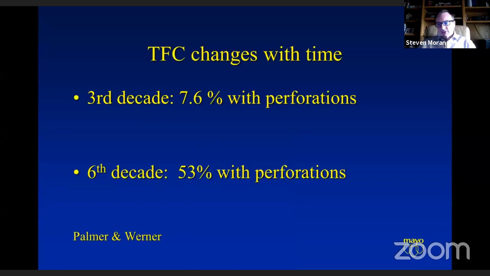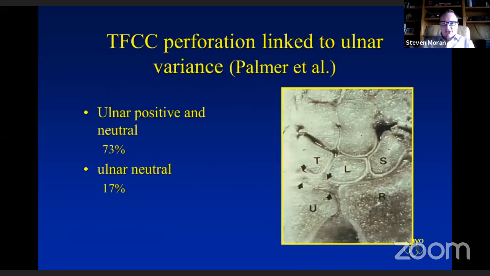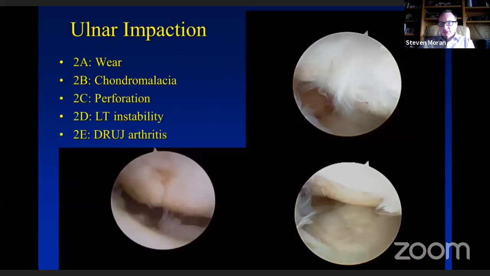So in the third decade of life, we expect most patients to have a smaller percentage of TFCC injuries. And as you reach your sixth decade, better than half the patients arthroscopically will have some type of perforation due to attrition of the TFCC. So again, TFCC perforations have been linked to ulnar variance. And patients that are ulnar positive or neutral can have 73% perforations as in a study by Palmer.